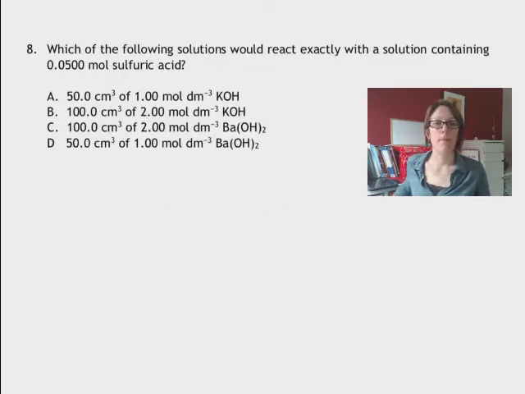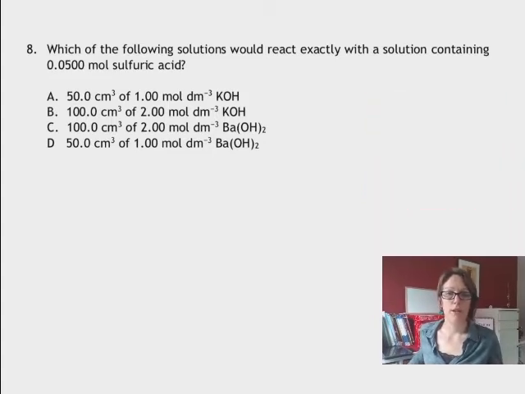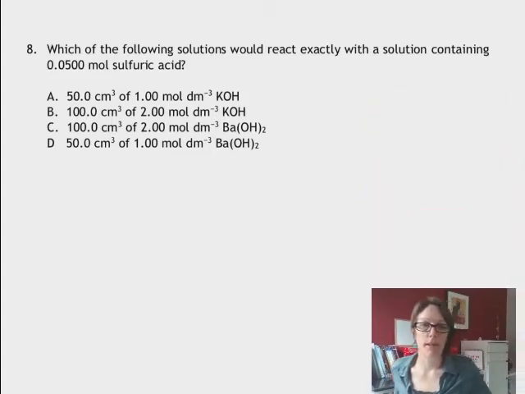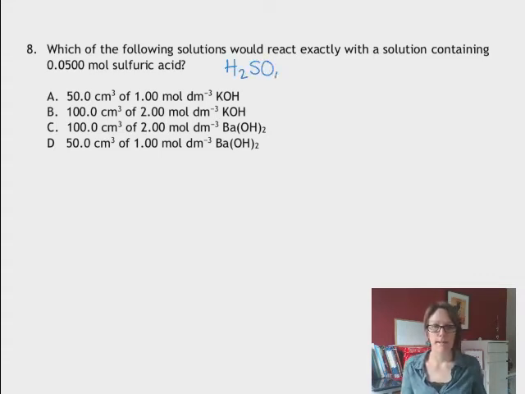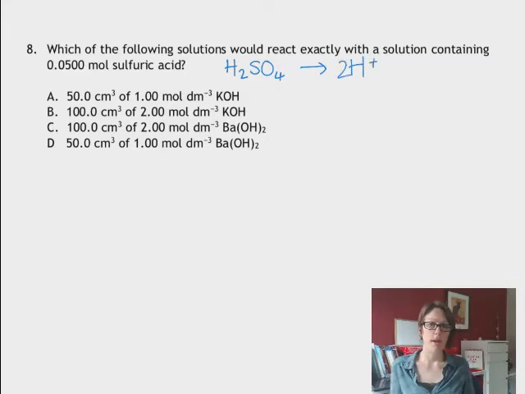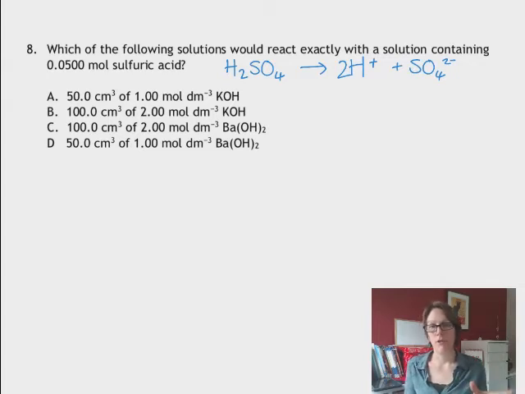Okay, number 8. So which of those solutions would react with a solution containing 0.05 of sulfuric acid? Sulfuric acid is H2SO4. So when it dissolves in water, it makes 2 moles of hydrogen ions. That's going to be important for this reaction. It's a neutralization reaction. It's the hydrogen ions that are reacting with the hydroxide ions. Hydrogen ions react with hydroxide ions in a 1-to-1 ratio.